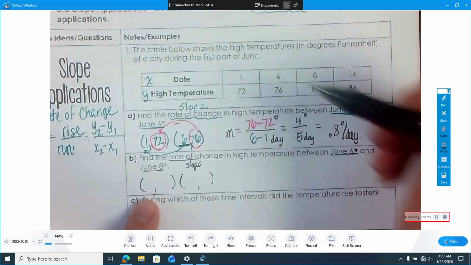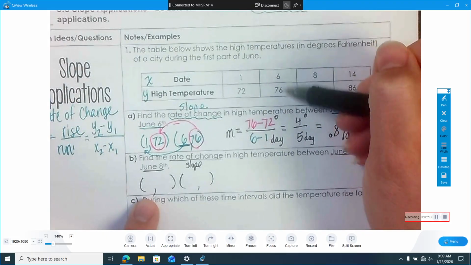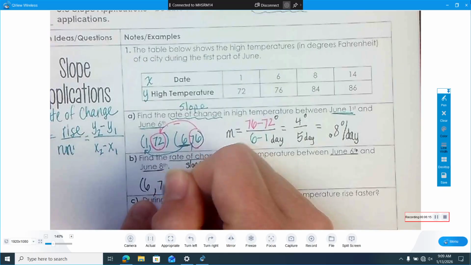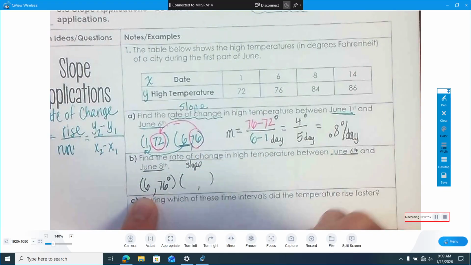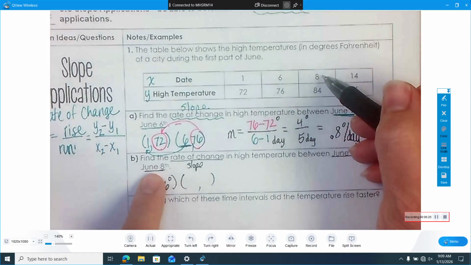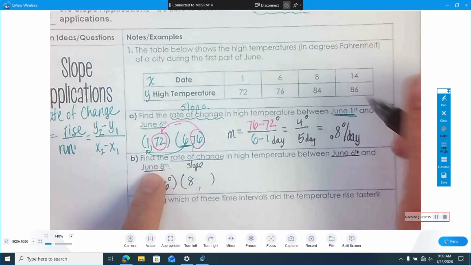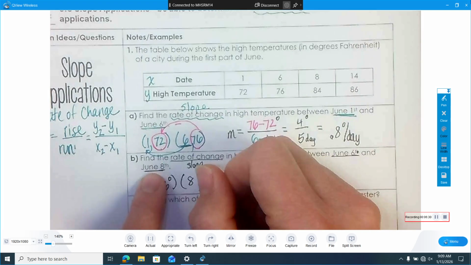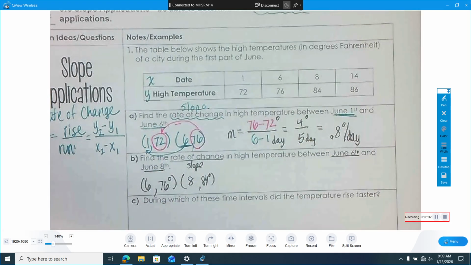Good. So June 6th was right here, and its ordered pair would be 6 and 76 degrees. So that's day 6, and it was a high of 76 degrees. And what's my second ordered pair that I'm going to use? From the 8th, we have 8. That's day 8, and the temperature was 84 degrees.